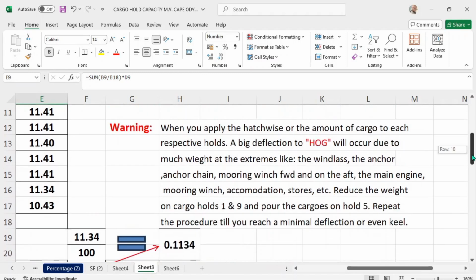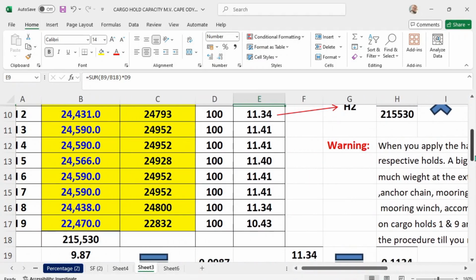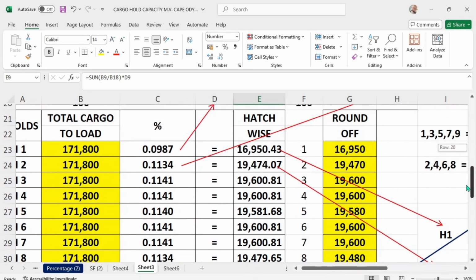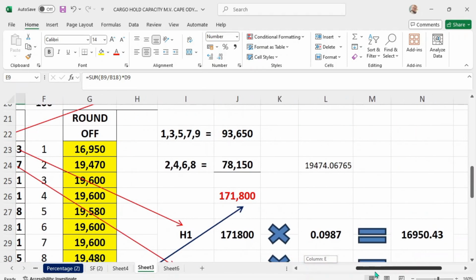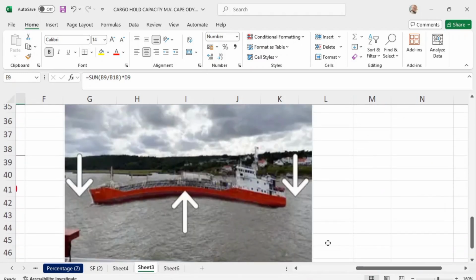Okay, but I don't think this will be necessary, because you have already computed your cargo by percentage and by stowage factor. But anyway, if you want to reduce the hog, all you have to do is take out the cargo from hold number 9 and hold number 1, put it in the center, in hold number 5. Okay, that's how you take out the hog.